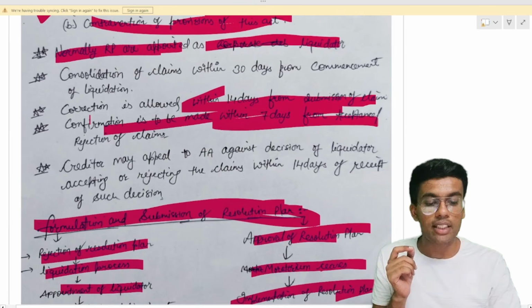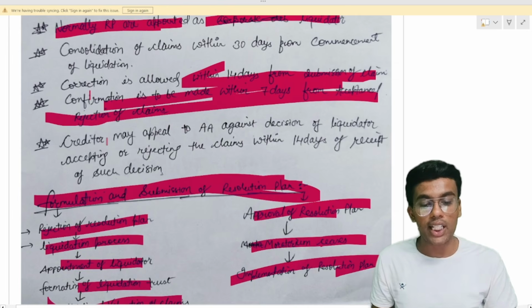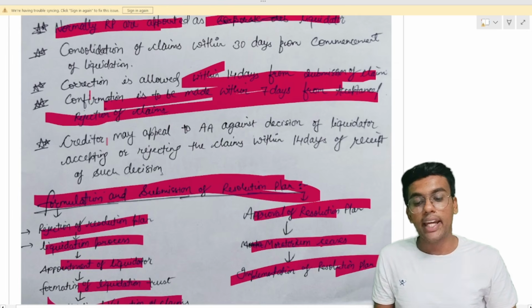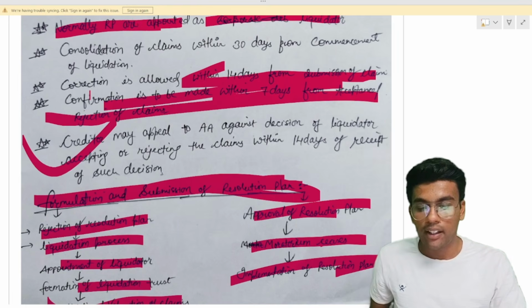Confirmation is to be made within 7 days from the acceptance or rejection of the claim. A creditor may appeal to the adjudicating authority against a decision of the liquidator, accepting or rejecting the claim, within 14 days of receipt of such decision.